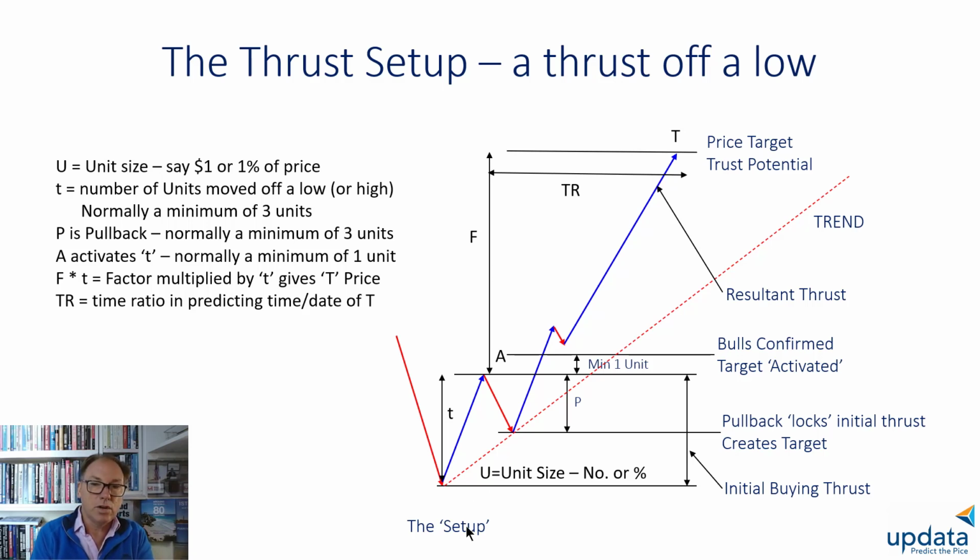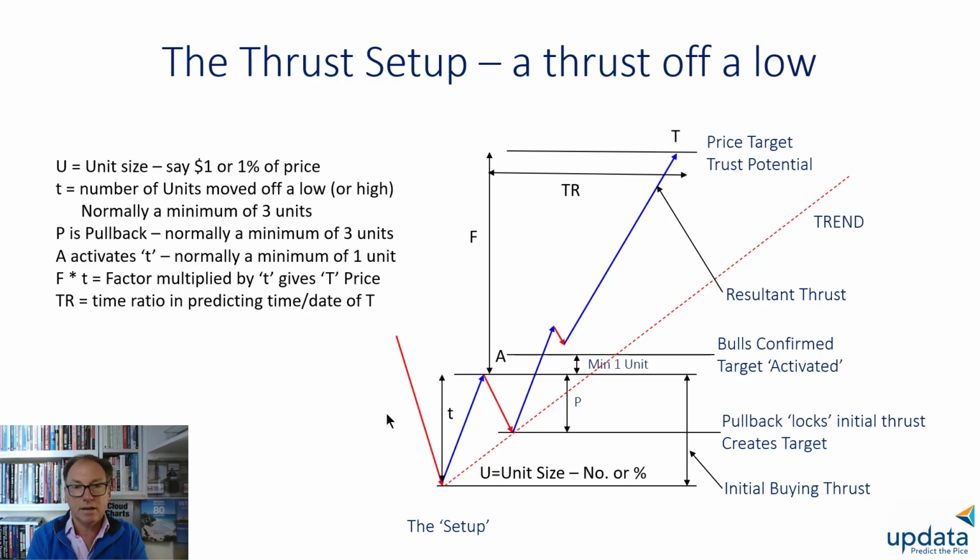but the key thing is that the unit size is really what was the box size. So now we don't have to think about boxes. We just think about the unit size. So typically you would say $1 or a percentage of the price if you're going to do percent. The number of units, that's the move off the low, that's T, and this describes the formula, if you like, and this is 50 pages in the patent that explains this whole formula behind it.